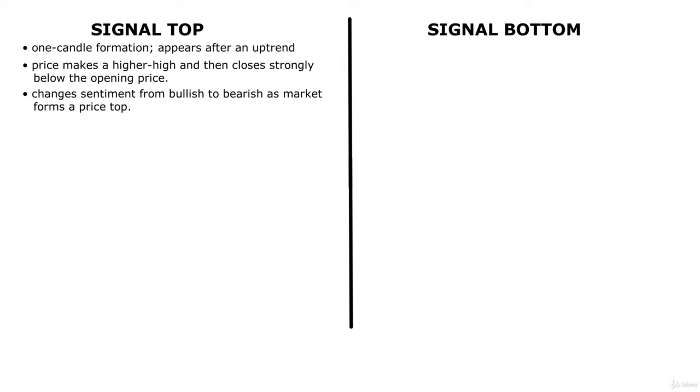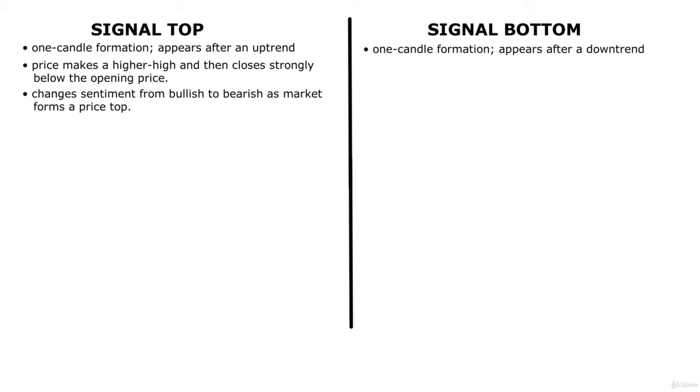Guys, a signal top is very different from a shooting star. Firstly, the real body of the signal top is much bigger than that of a shooting star. Secondly, it is possible for a signal top to have a very small upper tail or upper wick compared to a shooting star.